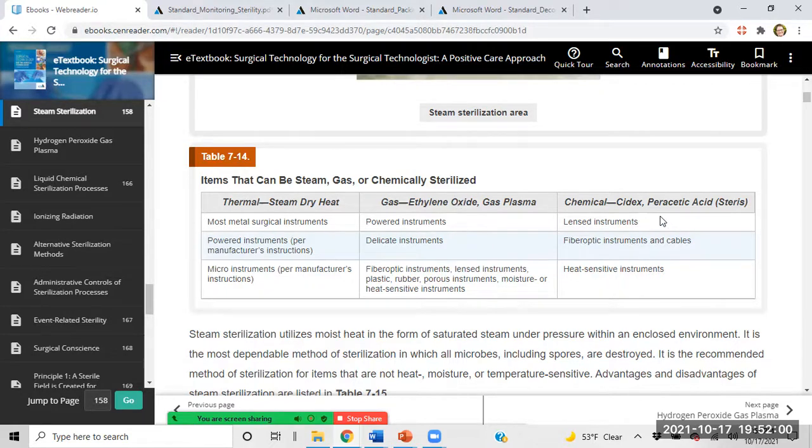Now the chemicals, like Cidex. These are for lensed instruments, fiber optic instruments, cables, and heat sensitive instruments. Thinking about your endoscopic cables, all of that is going to be cleaned with Cidex.